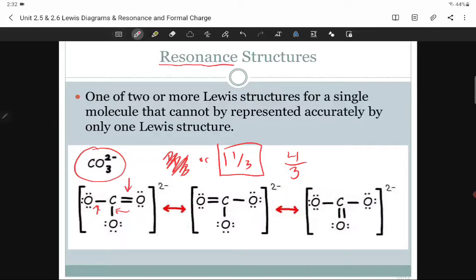That means that it's not quite a single, not quite a double. So remember, single bonds are the longest, double bonds are a little shorter, and then triple bonds are the shortest. So 1 1/3 is going to be somewhere in between the single bond length and the double bond length.